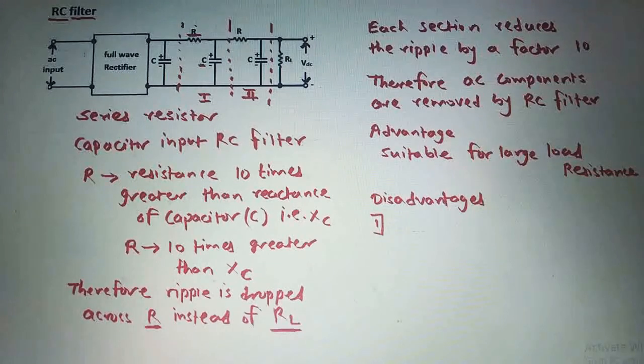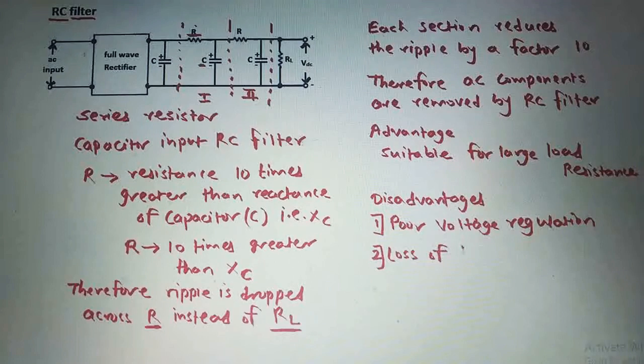The first disadvantage of RC filter is that it has poor voltage regulation. The second disadvantage of RC filter is there is a loss of DC voltage across the resistor R. See here, this resistor R. See in this circuit diagram, across this resistor R, there is a loss of DC voltage.